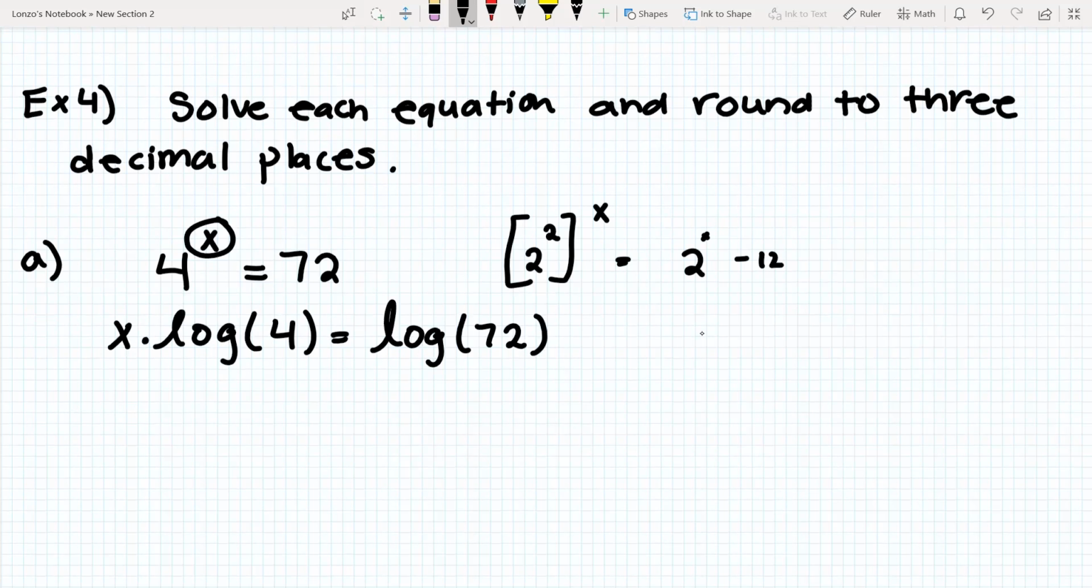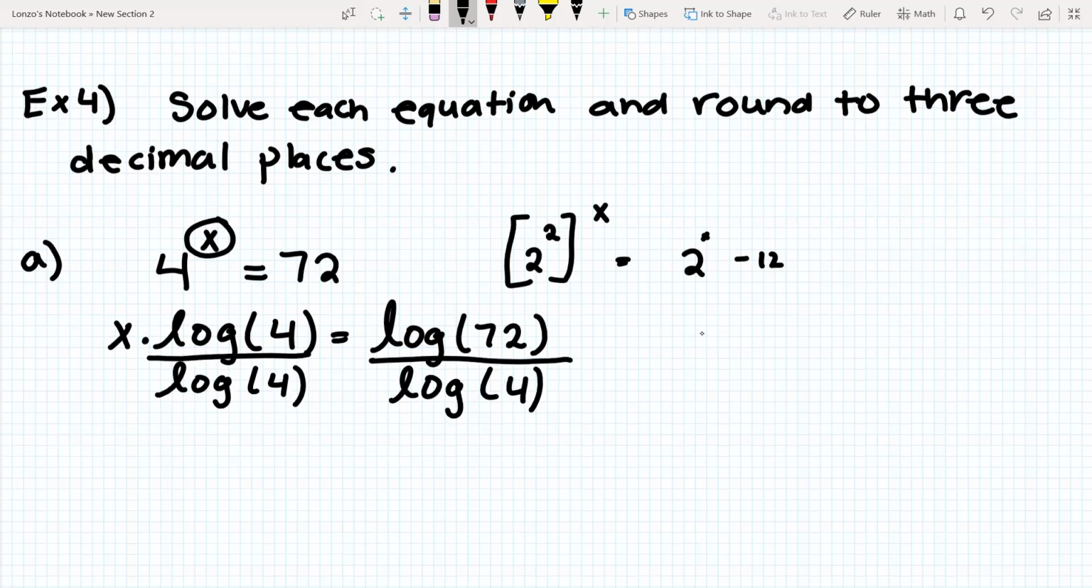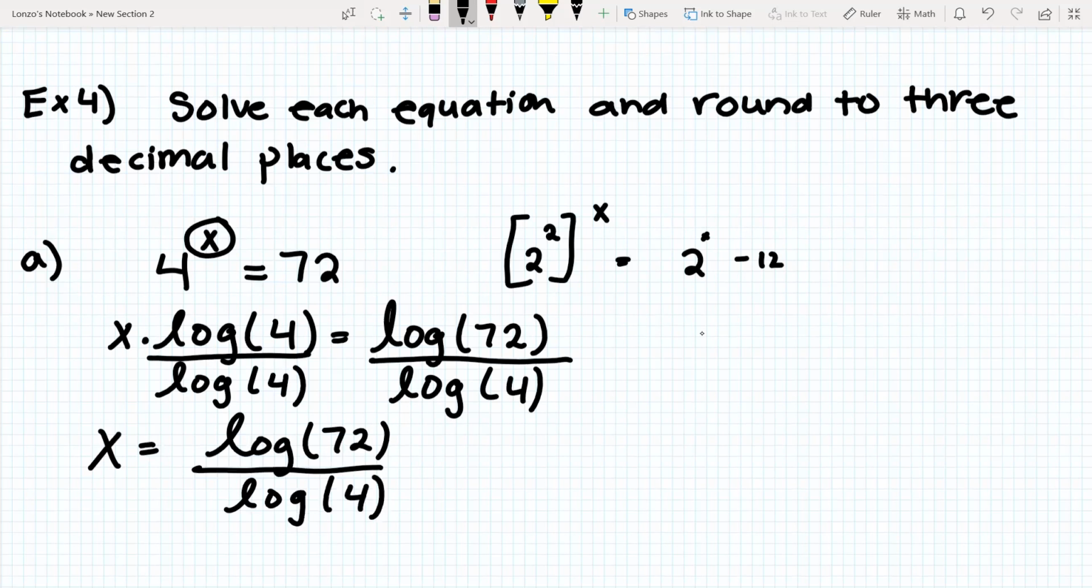Almost there. Now we have to solve for x, so we have to get rid of this log 4. The only way we can do that is to divide both sides by log 4. So you get x equals log of 72 over log of 4. Now you could put this in the calculator, and you should get 3.08496.